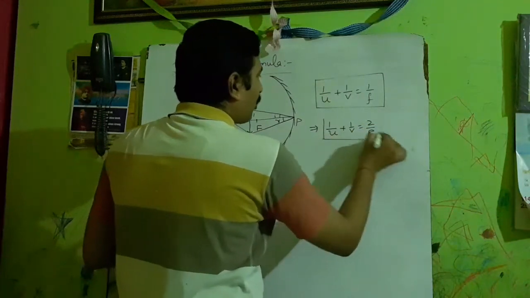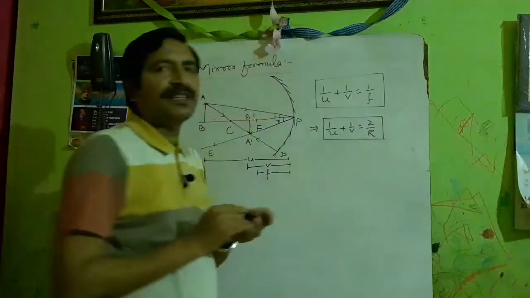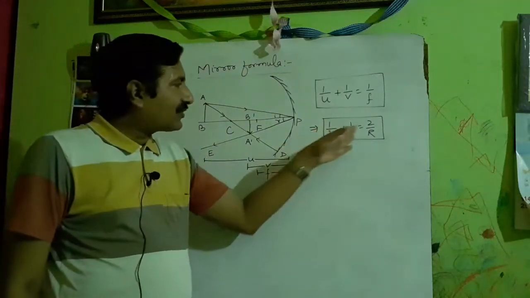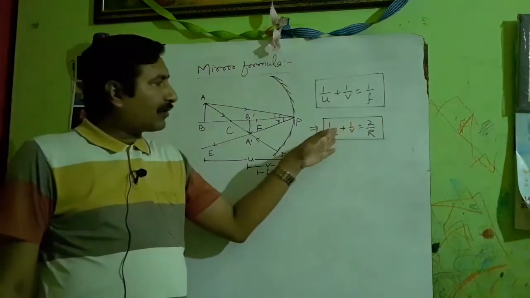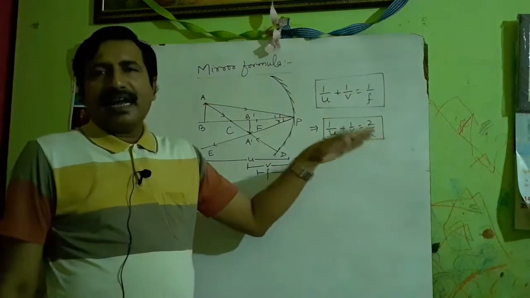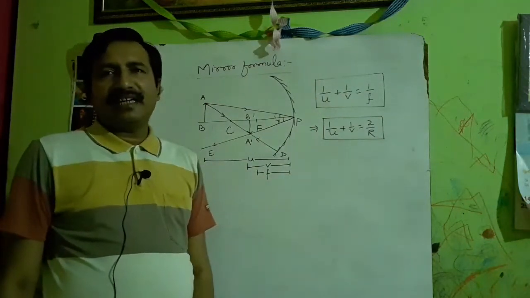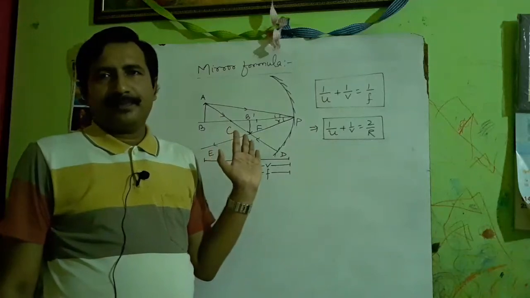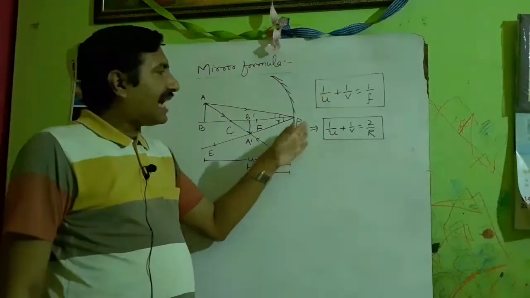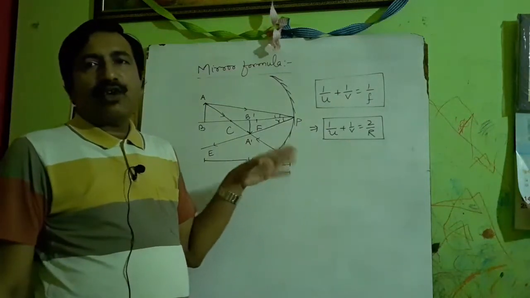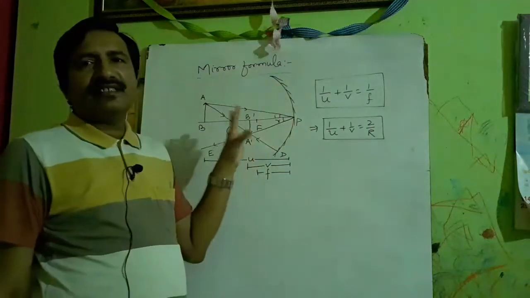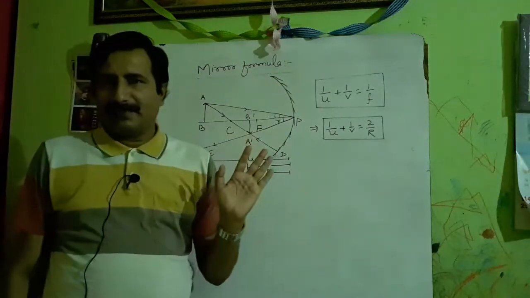Whenever you are solving numerical problems related to the mirror formula, you will be given two values out of U, V and F, or U, V and R, and the third will be obtained by using this formula. You must use sign convention according to the question. Is it clear? So this is the mirror formula. Its derivation is not in the syllabus of class 10.